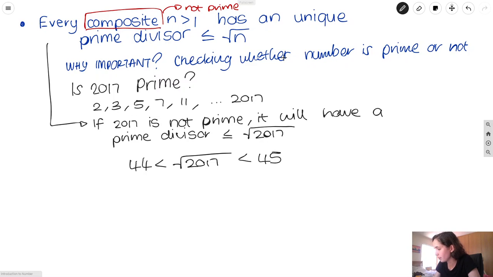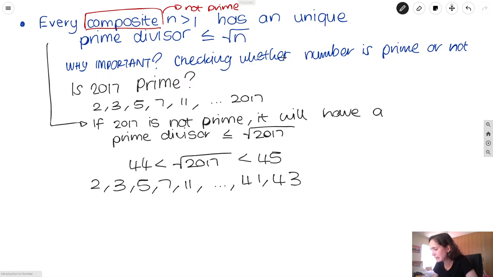In other words, instead of checking all of these primes, we can limit our primes to being 2, 3, 5, 7, 11, up till 41 and then 43. Instead of checking all of these, we can only limit it to them, which is still quite tedious, but way less work. Another quick fact is that 2021 is equal to 43 times 47.